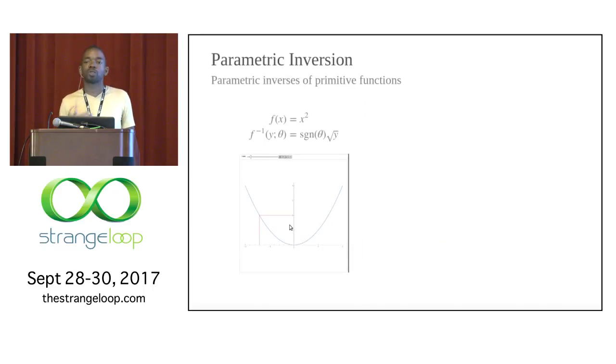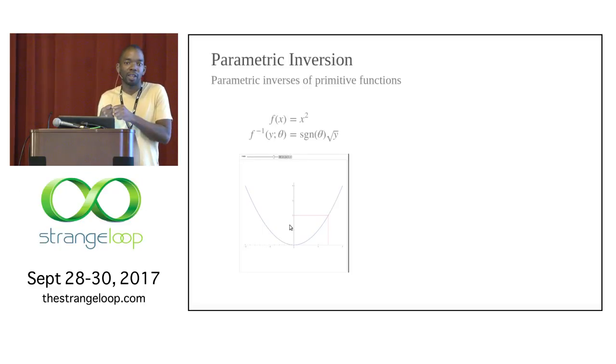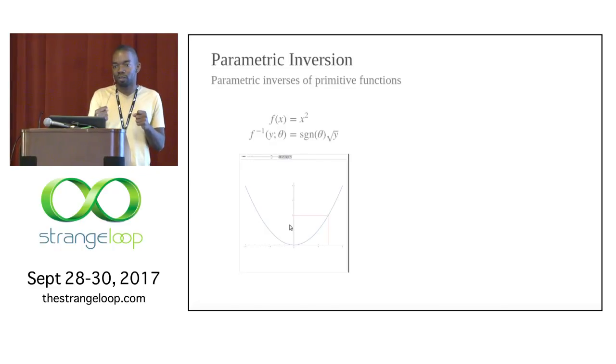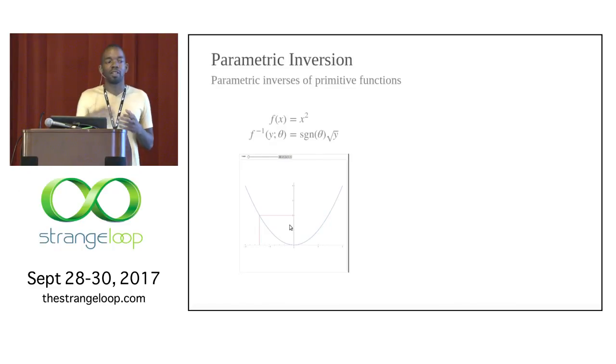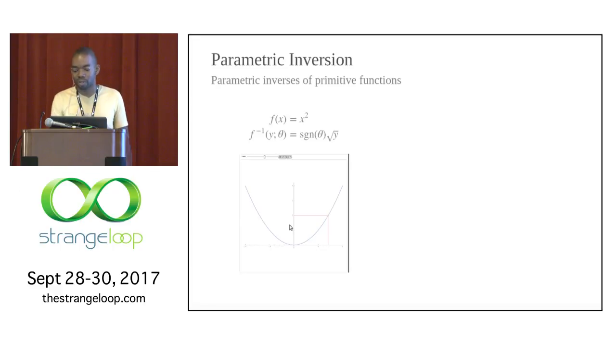For example, I'm sure everyone's familiar that the square function is not invertible because 2 squared is 4, and also minus 2 squared is also 4. We can define a parametric inverse which takes in some value y and some value theta, basically 1 or minus 1, and it just returns theta times the square root of y. So if I put 4 into my parametric inverse, for some theta I'll get out 2, and for some other theta I'll get out minus 2. This is what a parametric inverse is. It parameterizes the space of possible inputs that map to the same output.